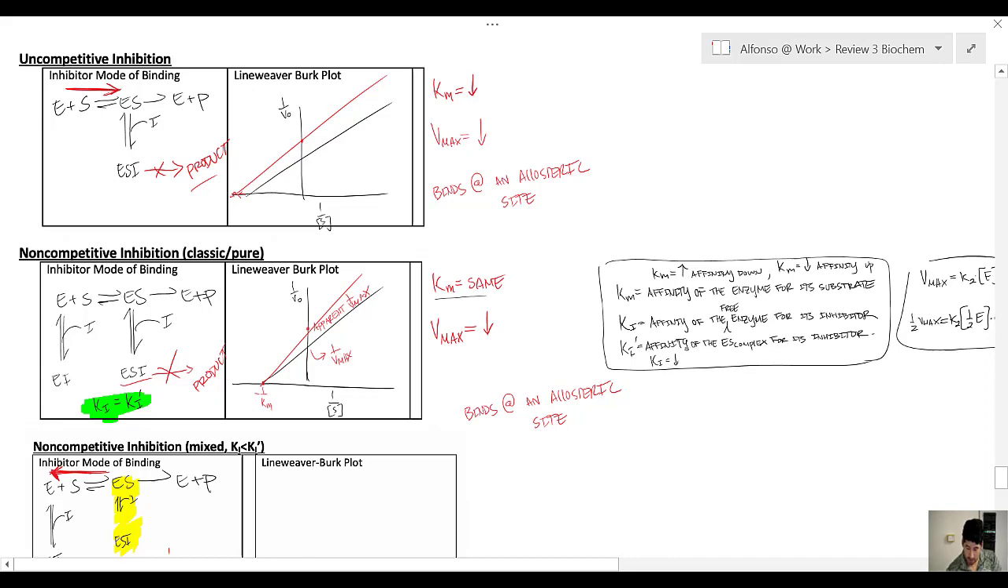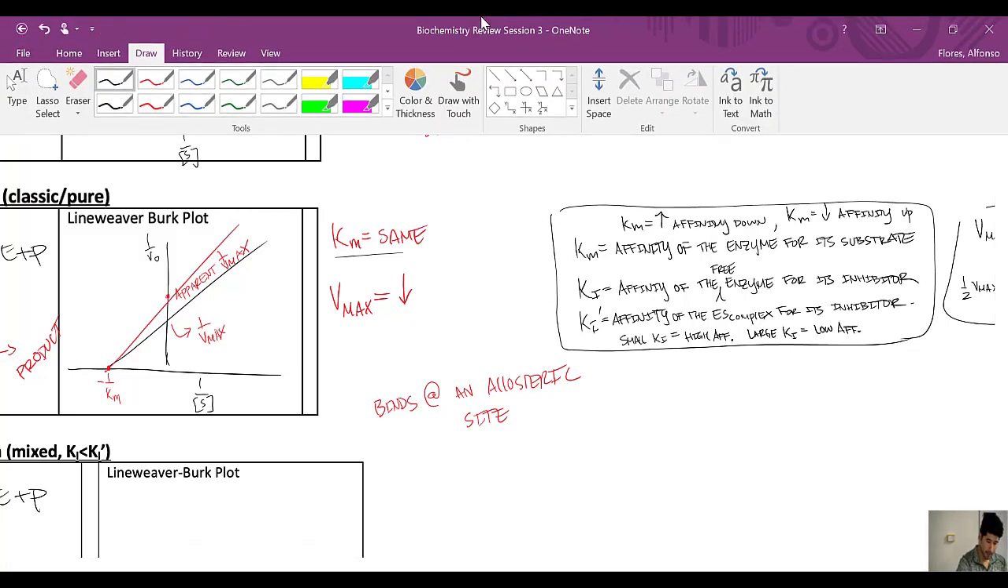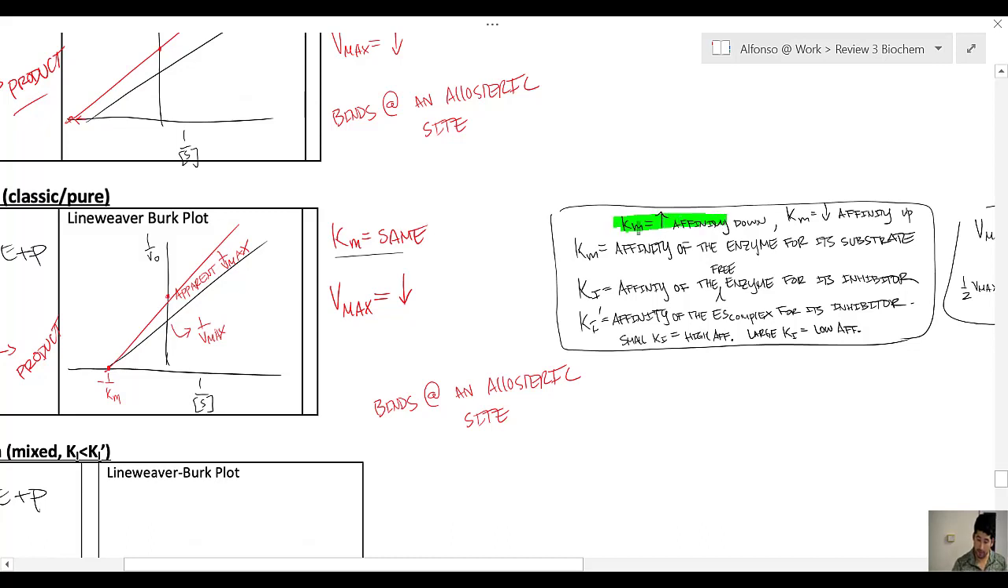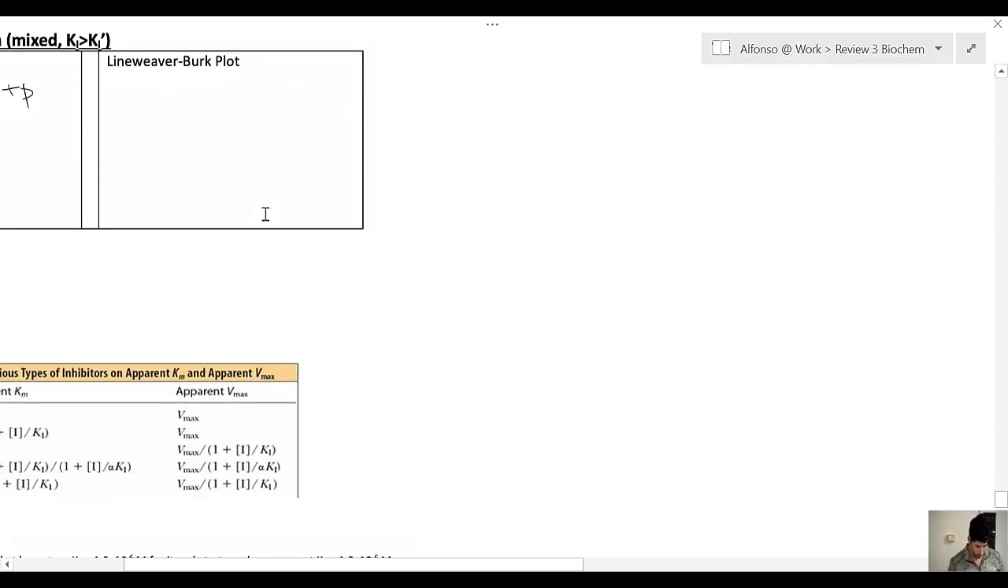So if Ki is low, so a small Ki equals high affinity, and a large Ki equals low affinity. So just like how large Km means low affinity and a small Km equals high affinity, the same is true for Ki, and the same is true for Ki prime.